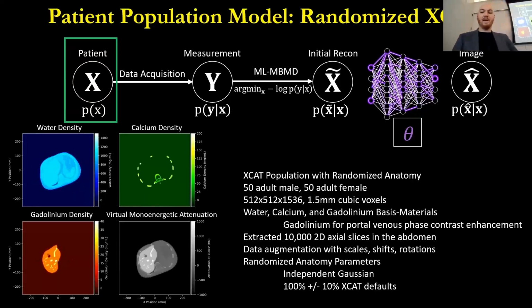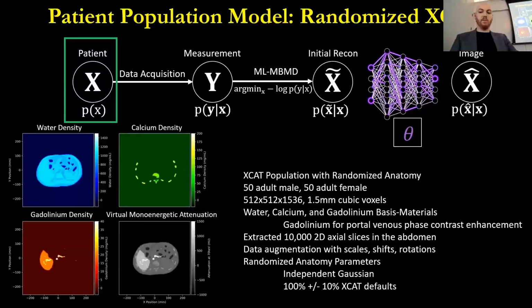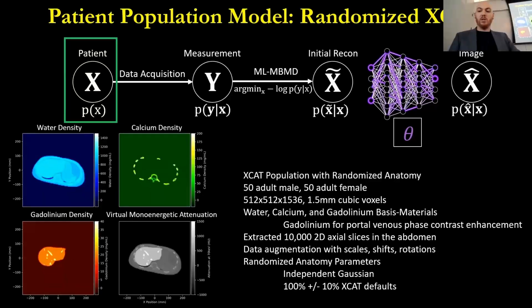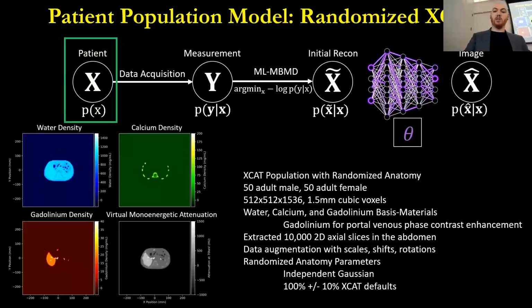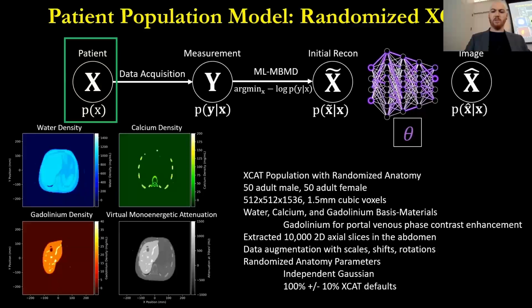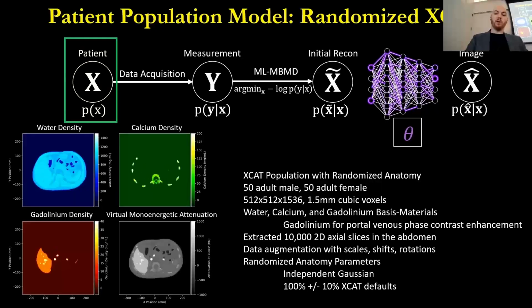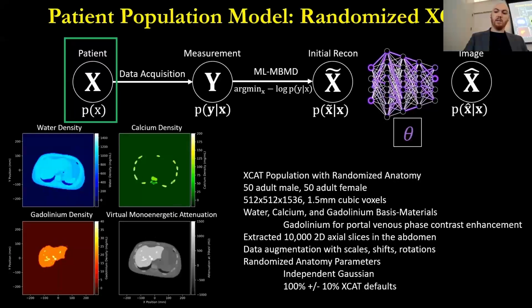And we extracted 10,000 2D slices, at the level of the liver. For data augmentation, we applied some random scales, shifts, rotations. And this animation here is also showing the virtual monoenergetic attenuation images at 70 keV.